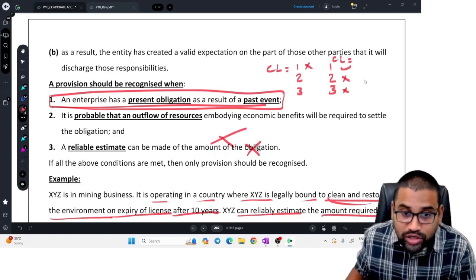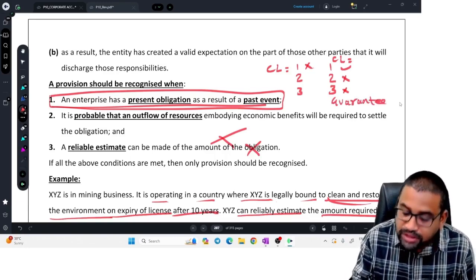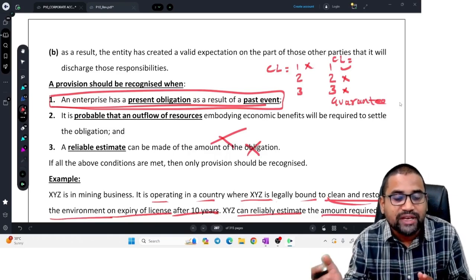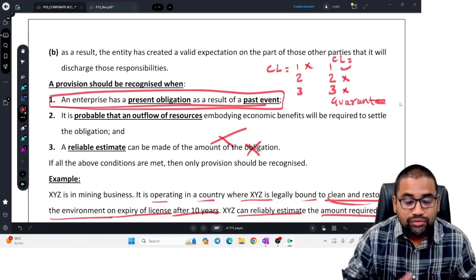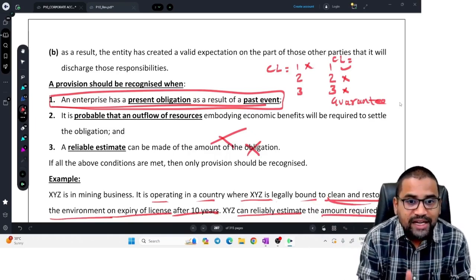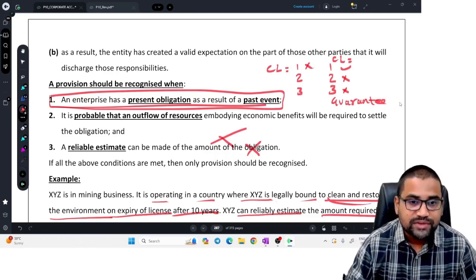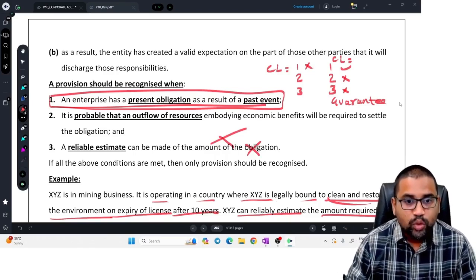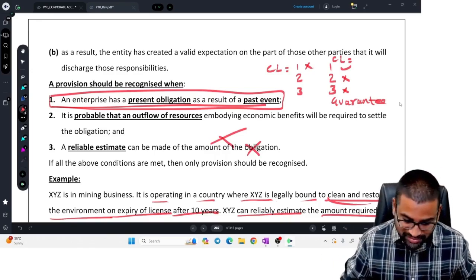I told you, the guarantee given is the best example. For example, as a parent company, you have given a guarantee on behalf of your subsidiary company to the bank. The moment you give a guarantee, there is a present obligation. But does it result in an outflow of resources as of now? No. Only when your subsidiary fails to pay the amount, you need to pay the amount.